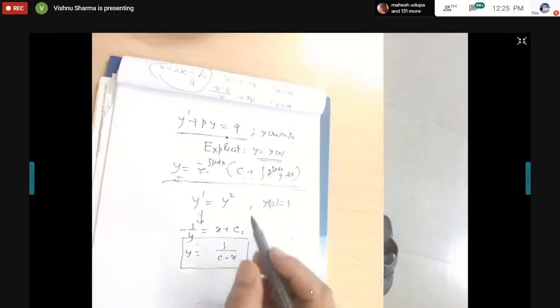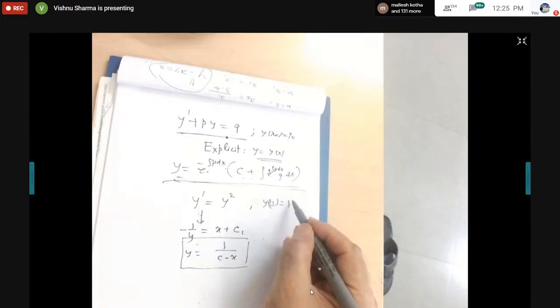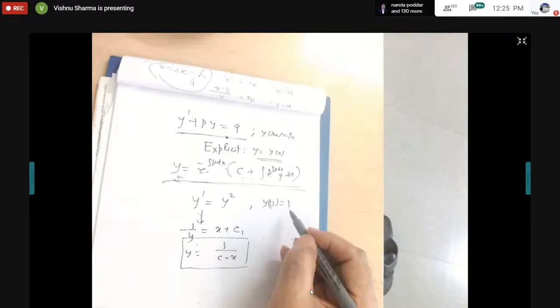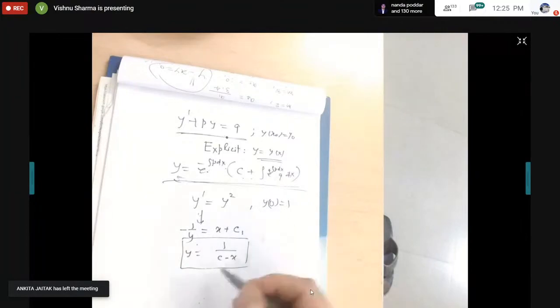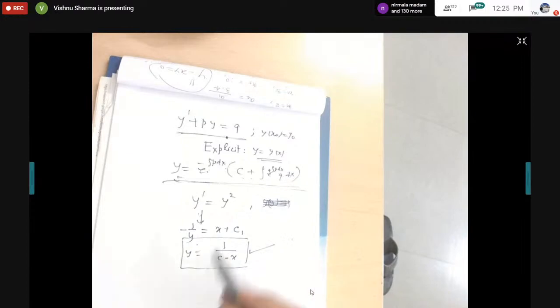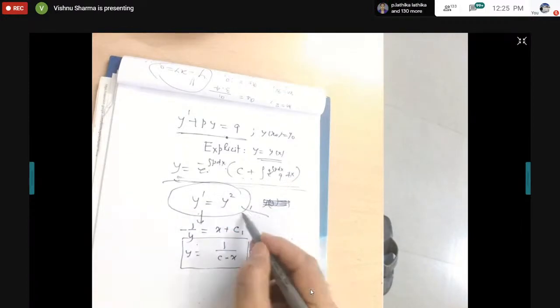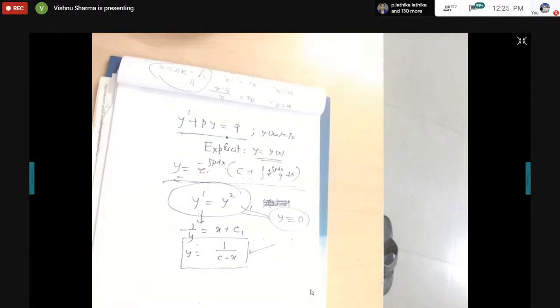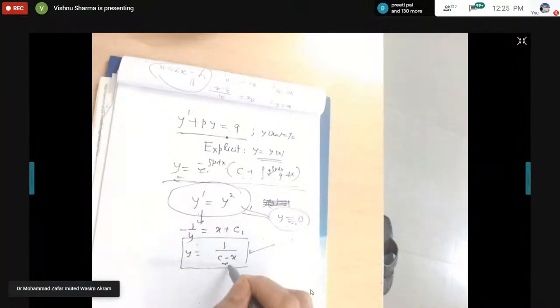Now you can see that if I write, say, y dash is equal to y square, the differential equation, now you can see the general solution. All right, forget this condition. This is a general solution. Now, if you look at this differential equation, y equal to 0 is also a solution. It satisfies this identically. But this particular solution cannot be obtained from this general solution by specifying any value to c. Yes or no? Hello? Yes, sir. Nothing can be.